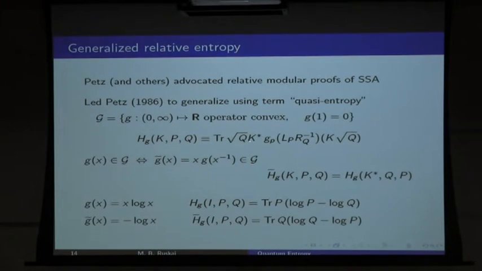Here's the definition. You have a square root of q p star. You make that, this is just to make it positive semi-definite, and you simply take the function of L_P R_Q inverse. So in addition to being operator convex, the function should be 0 at 1. And it turns out that if g has this property, so does x g of x inverse. And the effect when you substitute it into this quantity is to reverse the order of Q and P. So x log x gives you the usual relative entropy, and minus log x also gives you the usual relative entropy, but with P and Q in the opposite order. Okay.